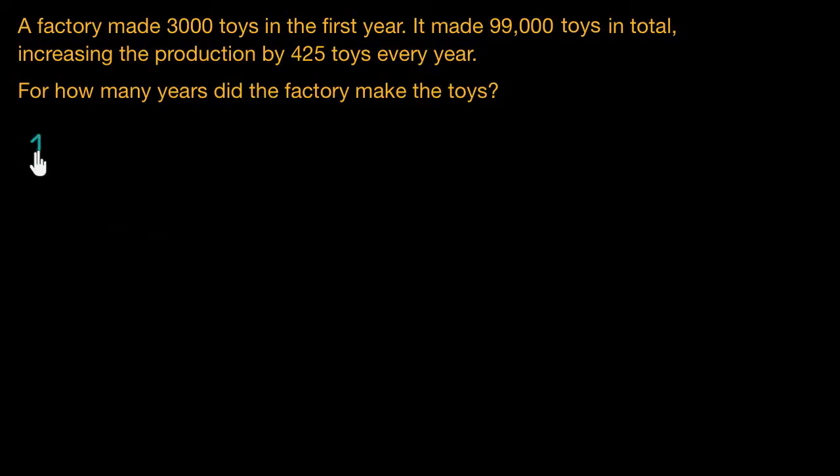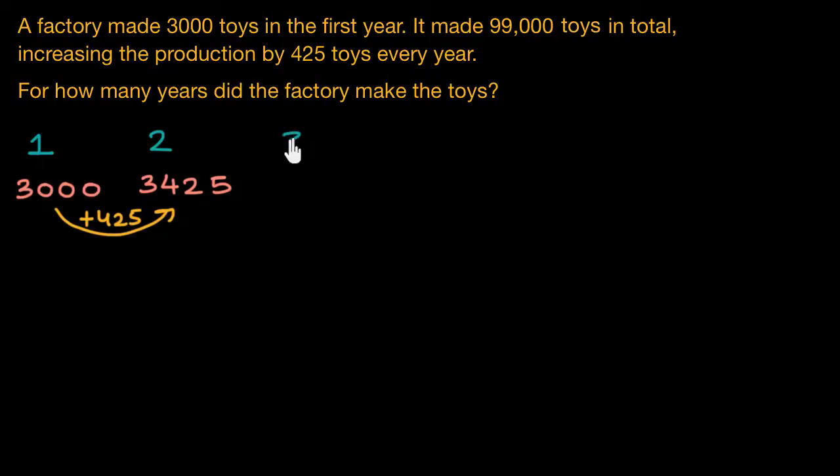So what's happening is, in the first year of its operation, a company makes 3,000 toys. And every year after this, it increases its production by 425 toys, meaning that in the second year, the company would make 425 toys more than it made in the first year. So in the second year, the total number of toys produced by the company would be 3,425.